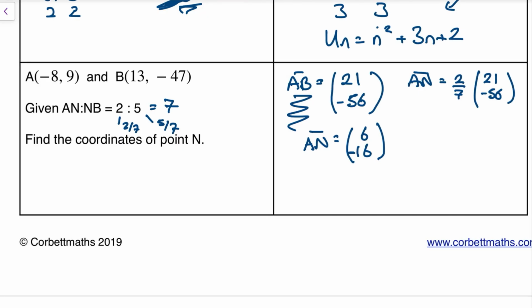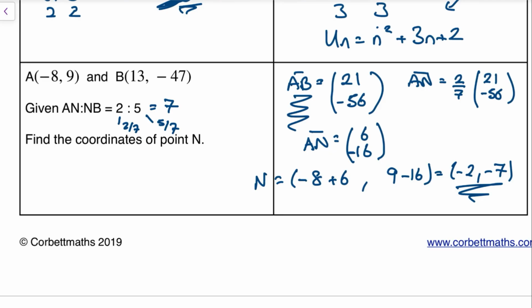Now if I start at A, so A is minus 8, 9. And if I add on 6 and if I take away 16, I must get to the point N. So that's my N. So N is equal to, well, minus 8 plus 6 is minus 2. And 9 minus 16 is minus 7. So therefore my point N is minus 2, minus 7.